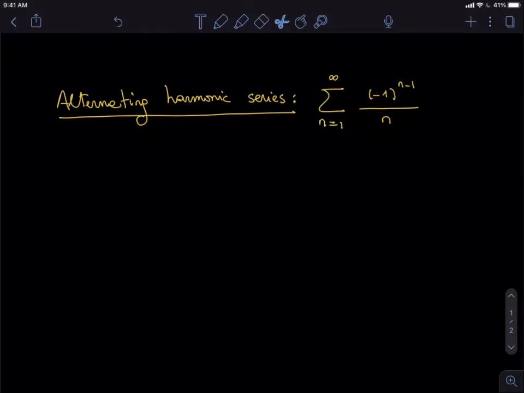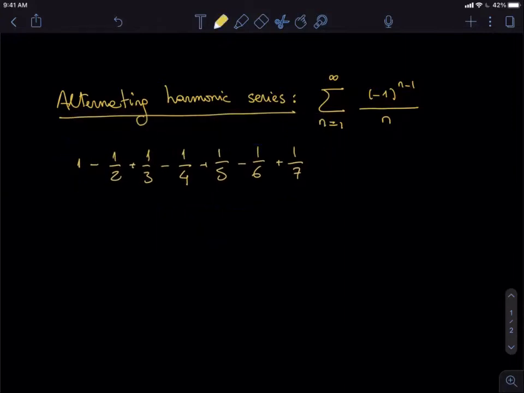The alternating harmonic series, the sum from n equals 1 to infinity of (-1)^(n-1) divided by n, which is basically 1 minus 1/2 plus 1/3 minus 1/4 plus 1/5 minus 1/6. Let's write a few terms, plus 1/7 and so on.